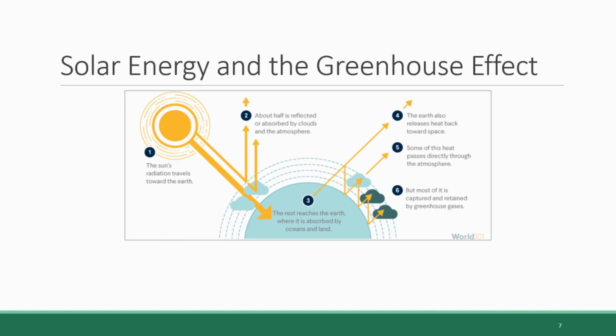Well, solar energy, also known as solar radiation, this is what causes our planet to be warm. So remember from our previous chapters, the sun is the only source of new energy that's coming into Earth systems.